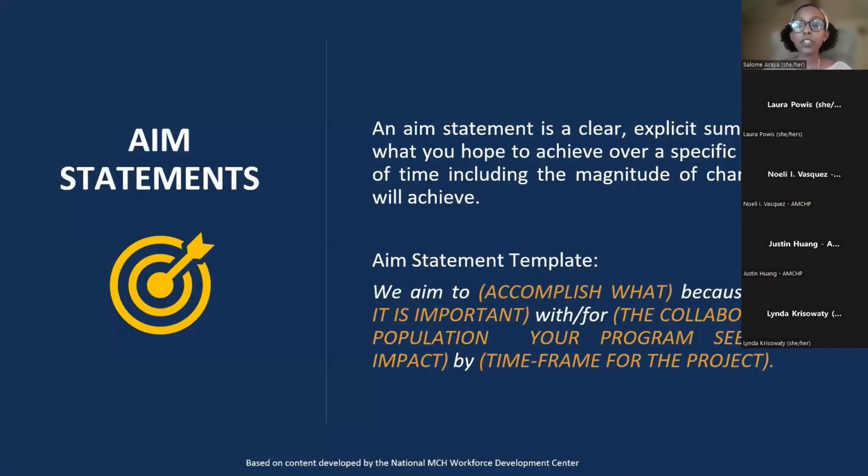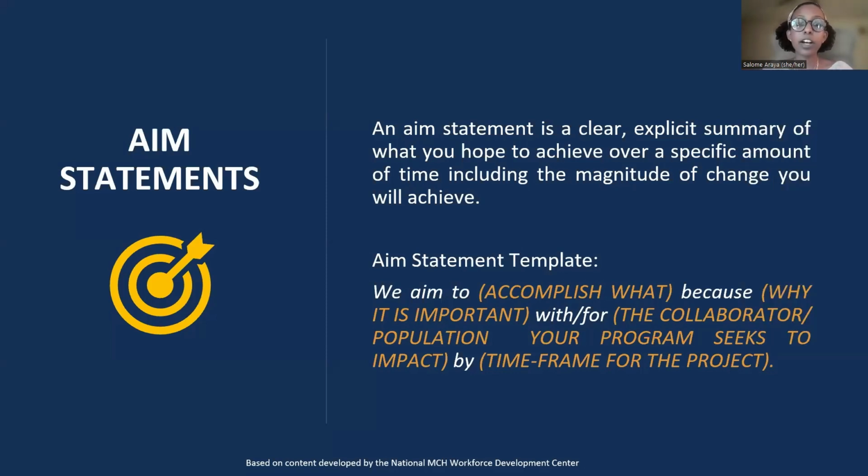And so what is an aim statement? An aim statement really is a clear, explicit summary of what you hope to achieve over a specific amount of time, including the magnitude of change you'll achieve. When we think about an aim statement, a good aim statement should capture the voice of the collaborators, or really the ones that the population in your program is seeking to impact.